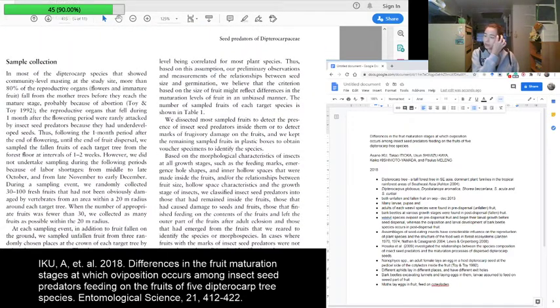Sample collection, this is what I want. So in most of the species, community level masting. So these trees are masting species as well. Let's take note of that.